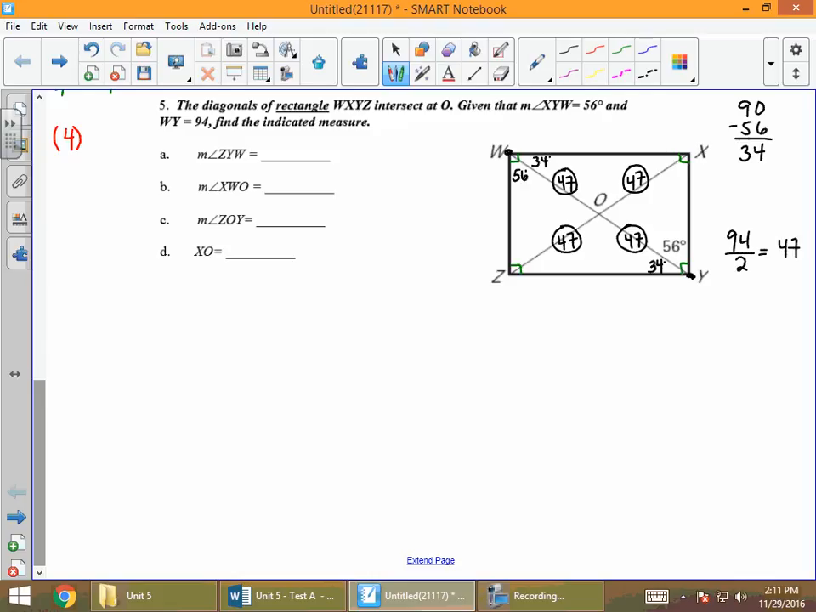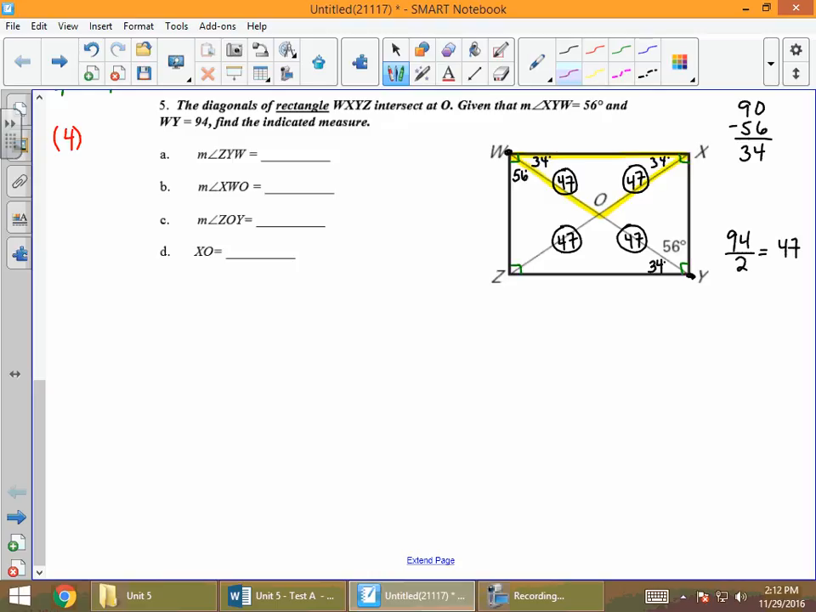So now if I look at the triangle at the top of this, so if you're kind of looking at this like it's an envelope here, this triangle up top, let me highlight it. That yellow triangle up top is an isosceles triangle. It has two sides that are both 47. That means base angles have to be congruent. So if one is 34 degrees, the other one has to be 34 degrees.